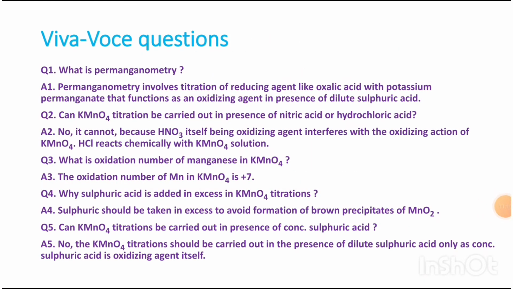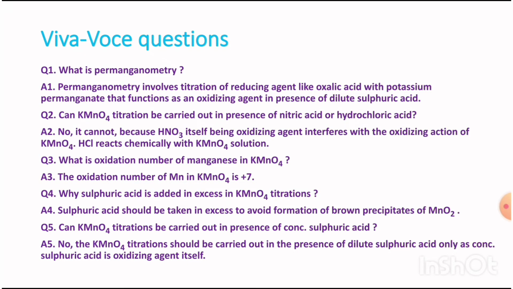Viva questions. What is permanganometry? Permanganometry involves titration of a reducing agent like oxalic acid with potassium permanganate, which functions as an oxidizing agent, in the presence of dilute sulfuric acid. Second question, can KMnO4 titration be carried out in the presence of nitric acid or hydrochloric acid? Answer is no, it cannot, because nitric acid itself being an oxidizing agent interferes with the oxidizing action of KMnO4. HCl reacts chemically with KMnO4 solution.